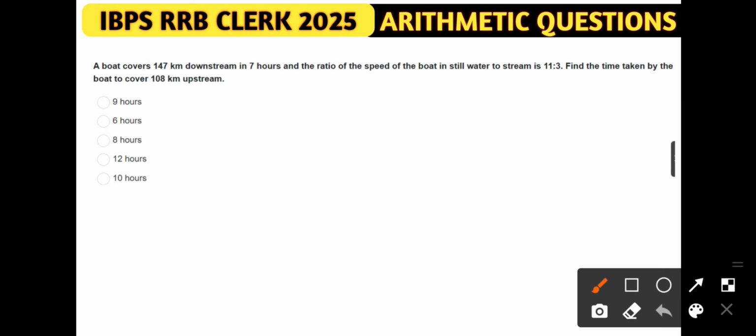Now we are going to see question number 2. A boat covers 147 kilometers downstream in 7 hours. So 147 kilometers downstream in 7 hours means 147 divided by 7, which is 21, is nothing but the downstream speed, which means speed of the boat plus speed of the current.